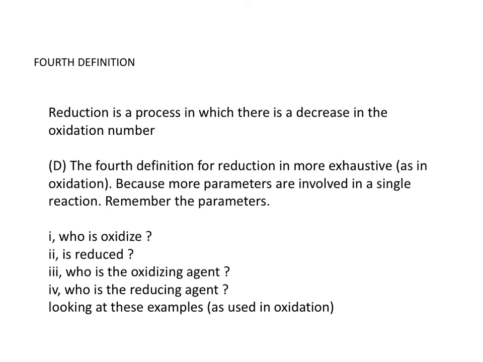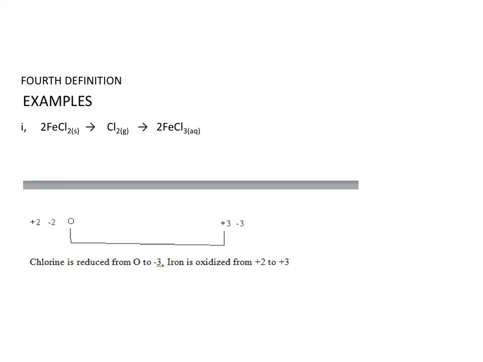Fourth definition of reduction: it is a process in which there is a decrease in the oxidation number. The fourth definition for reduction is more exhaustive, just like in oxidation, and this is because more parameters are involved in a single reaction. Remember the parameters: who is oxidized, who is reduced, who is the oxidizing agent, who is the reducing agent. Looking at these examples, as used in oxidation, we'll now refer them to reduction.